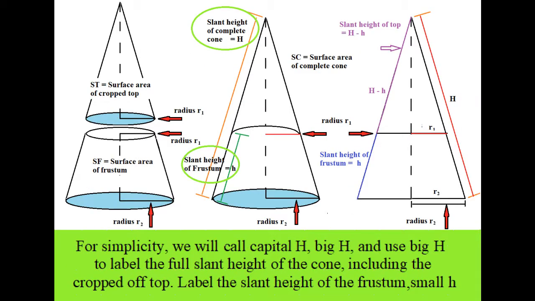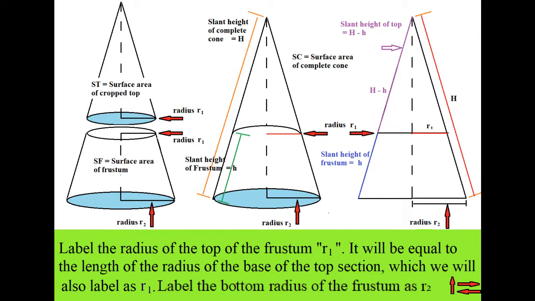For simplicity, we will call capital H big H and use big H to label the full slant height of the cone, including the cropped off top. Label the slant height of the frustum small h. Label the radius of the top of the frustum R1. It will be equal to the length of the radius of the base of the top section, which we will also label as R1. Label the bottom radius of the frustum as R2.